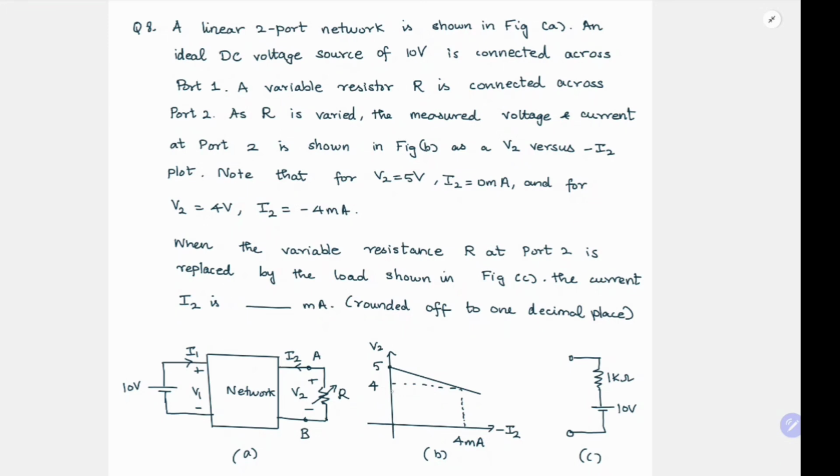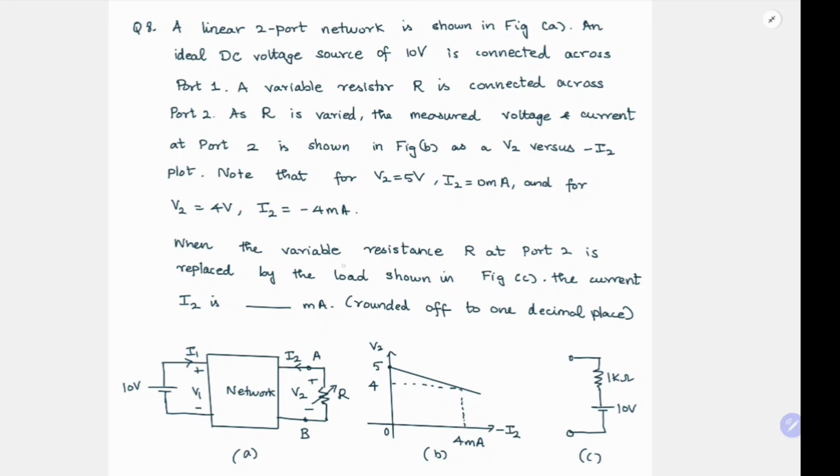Okay. Note that for V2 equal to 5 volt, I2 equal to 0 milliamp. This is important. At V2 5 volt, I2 is 0 milliamp, and for V2 equal to 4 volt, I2 is minus 4 milliamp. For port 2 in a two-port network, I2 is always going inwards. That's why they have taken minus I2, which means the current coming out of port 2. So when V2 is 4 volt, minus I2 is 4 milliamp.